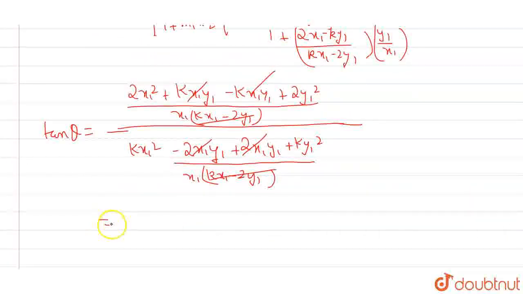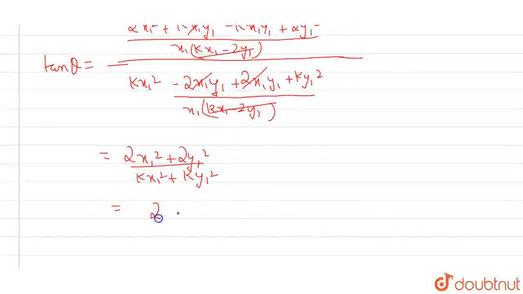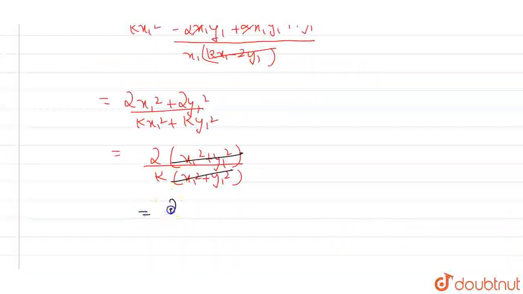So what are we left with now? We are left with twice of x1 square plus twice of y1 square, and this one is k x1 square plus k y1 square. If we take 2 common from the numerator part, we get x1 square plus y1 square. Similarly, if we take k common, we will get x1 square plus y1 square. Now we can see that they are cancelling out with each other. So the basic thing that comes out to us is 2 by k, which is tan of theta, right?